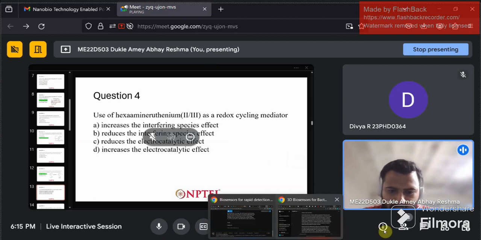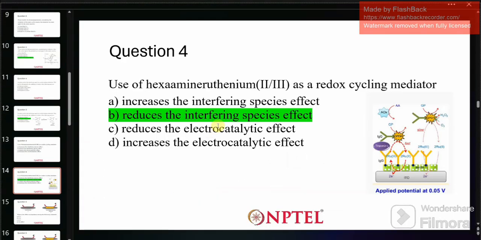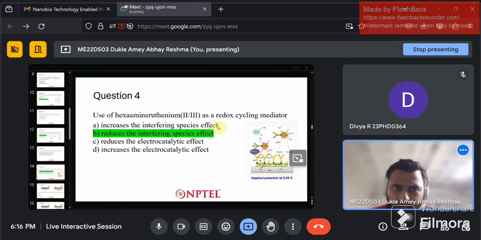So the answer for this is to reduce the interfering species effects. Basically, the ruthenium will work at a potential lower than ferrocyanide or some other redox cycling mediators, so that will bring down the potential that is required and that we should apply, and that will in a way lead to a reduction in the interfering species effect. So that is how the mechanism works, and that is the logic. Is this explanation sufficient, or do I need to explain something more?